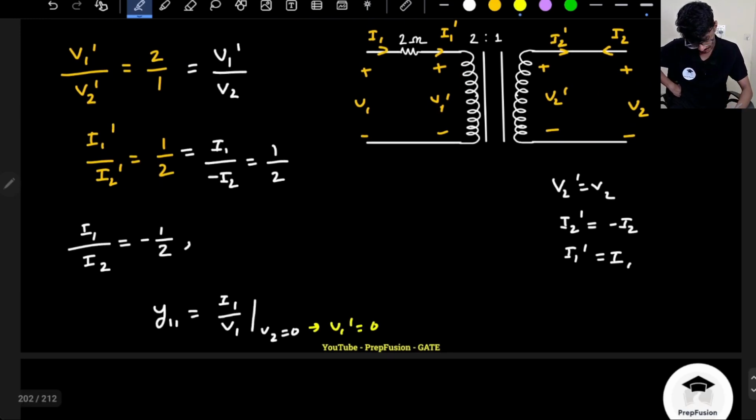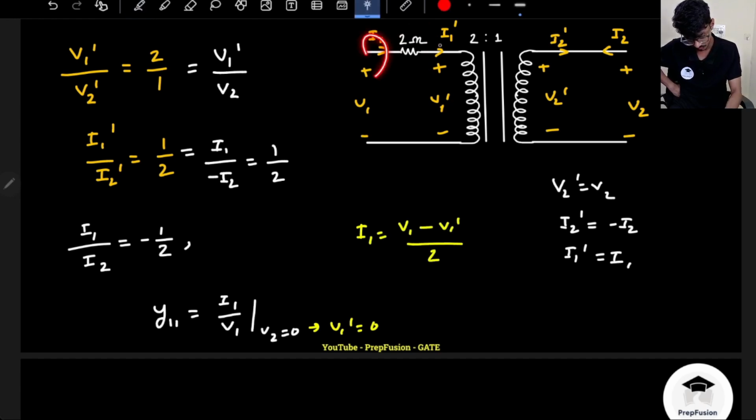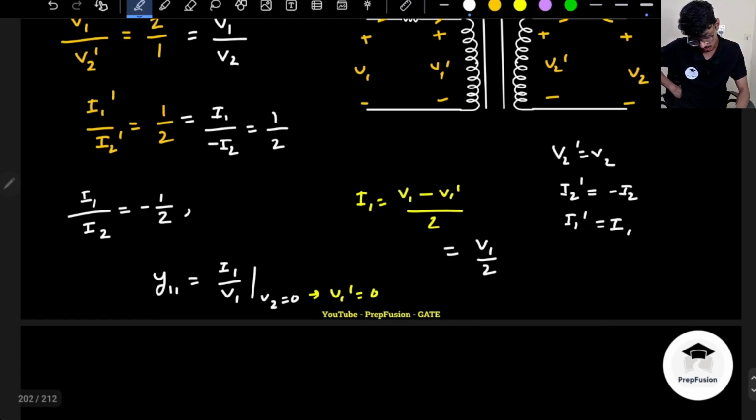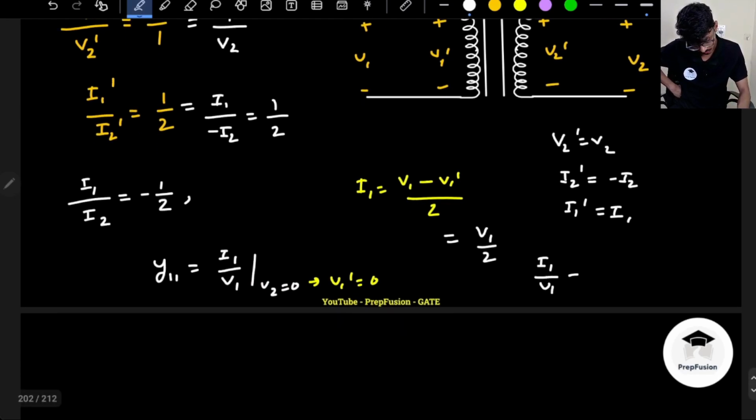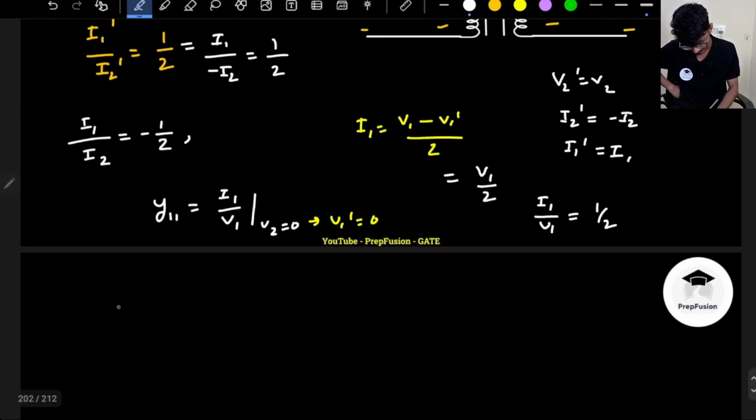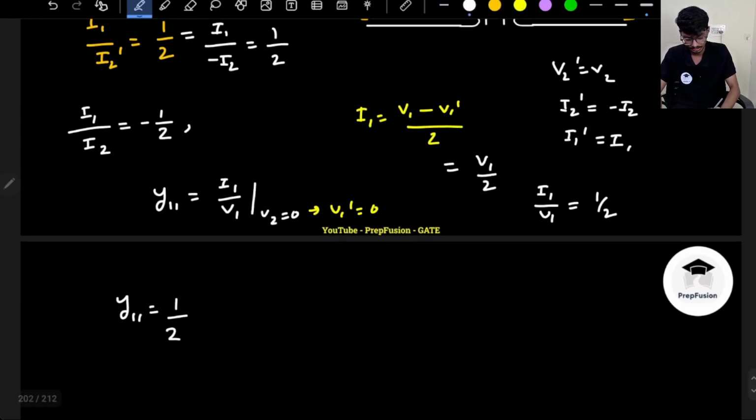And one thing I can write, this current I1, I can write a KVL across this current. So I1 will be equal to V1 minus V1 dash divided by 2, the resistance between them and the voltage between these 2 points. So if V2 is 0, that means V1 dash is 0, so I1 will be V1 divided by 2. So I1 by V1 will be 1 by 2. So from here I get my value of y11, that is 1 by 2. Very simple and easy to understand.